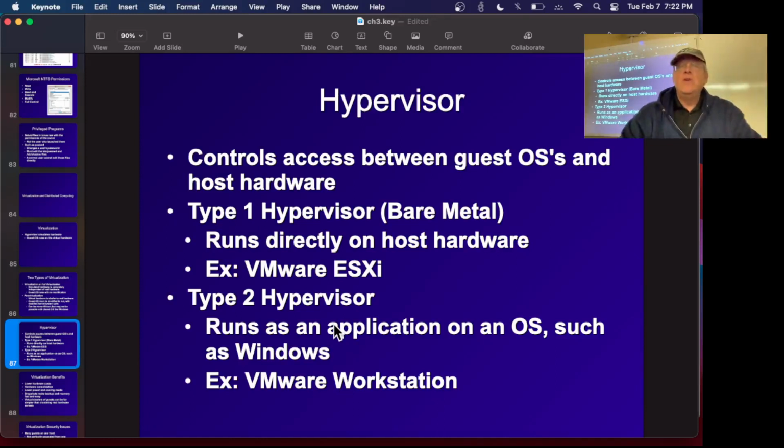Type 2 is what you use in this class, like VMware Workstation, where it's actually an application running on an OS, and then it simulates hardware. You can put another OS on it, so you can run a Linux virtual machine on a Windows host operating system.